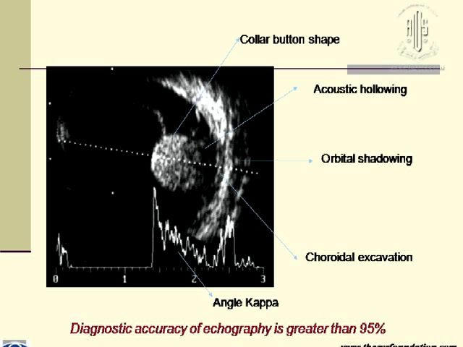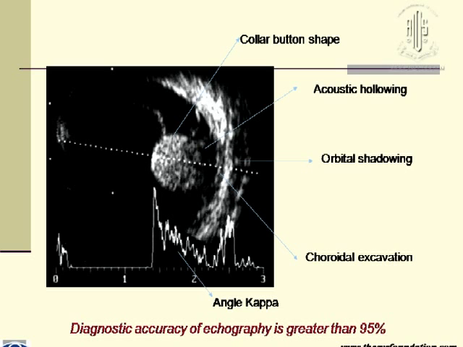The surface of the lesion usually shows a high reflectivity, but the internal echoes show a progressive decrease from moderate to low reflectivity towards the base of the lesion, and this decrease in the reflectivity that we see on the A scan is known as angle kappa, and on the B scan the low reflectivity towards the base of the lesion is known as acoustic hollowing.